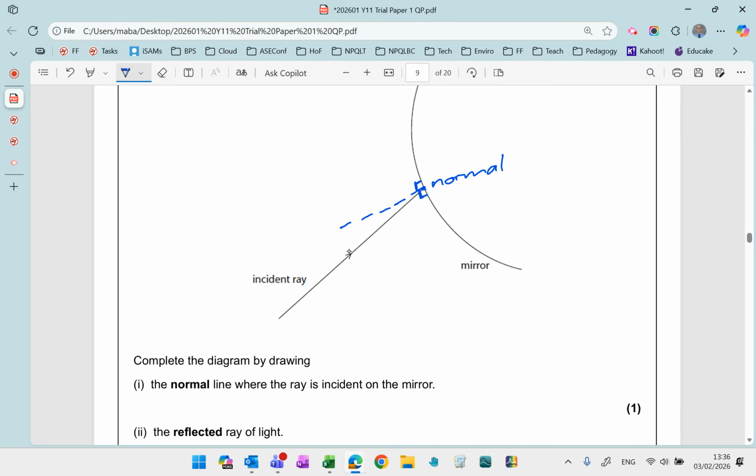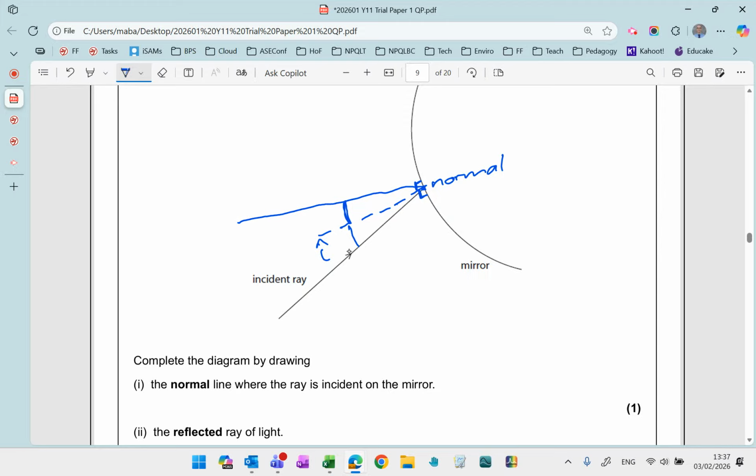So then the reflected ray of light. The angle between the incident ray and the normal is the angle of incidence, and we know that the law of reflection means that the angle of incidence is equal to the angle of reflection. So that angle there and that angle there, those two angles have got to be the same as each other. And then to demonstrate that it's the reflected ray of light, you must put an arrow on it, going away from the mirror. And it's probably not a bad idea just to label it up as well, just to make 100% sure that the examiner knows what you're talking about.